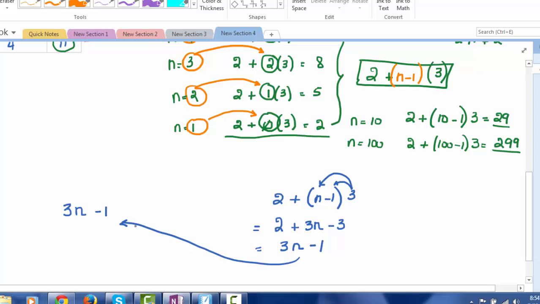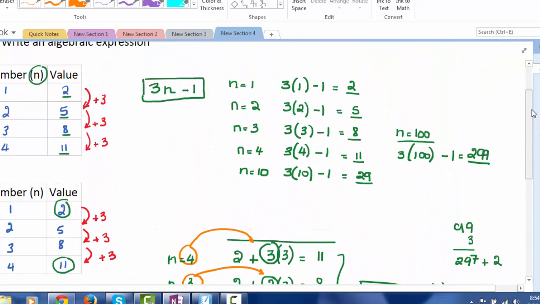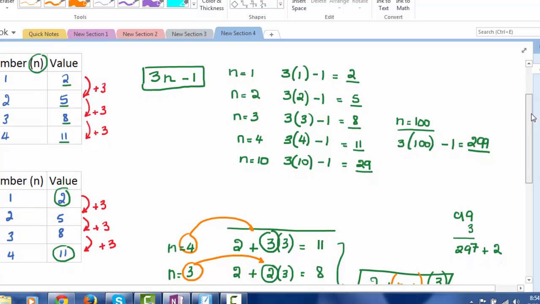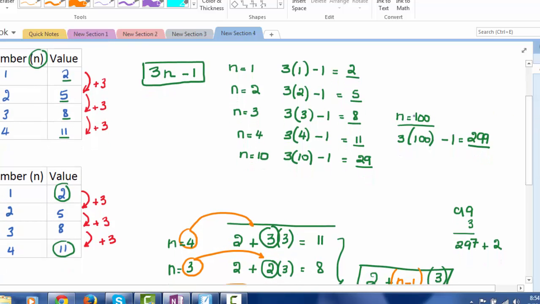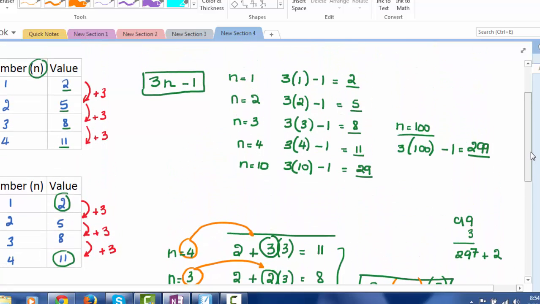So we proved that they have the same value. That means they can lead to the same answer, even if the shape is different: the first one is 3n minus 1, but the second one is 2 plus open bracket n minus 1 times 3. That means the two strategies are correct. Which one you want to choose to do your homework or your quiz, it's your choice. Whatever you feel comfortable with, you can use. Some students prefer the first one, it's easy. Some students say no, the second one is easier. So whatever you like, you can use.